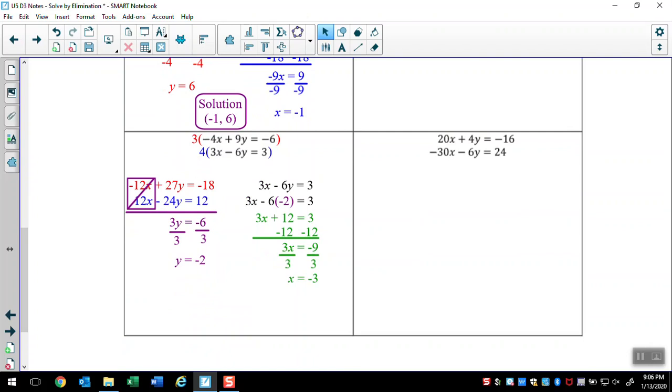So I did my y's first, then I found my x. So once again, when you write your solution, pay attention to the order. The x value has to go first. So my solution is negative 3, negative 2.